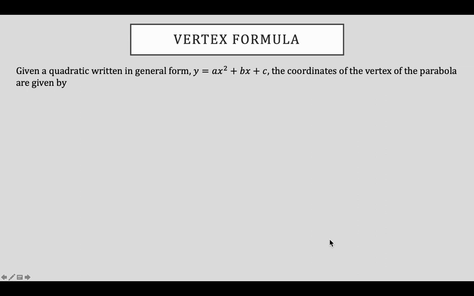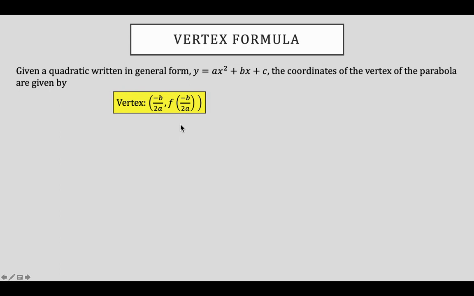When given a quadratic written in general form, that's y equals ax squared plus bx plus c, the coordinates of the vertex of the parabola are given by the following formula. The vertex can be found at (negative b divided by 2a, f of negative b divided by 2a). In other words, to find the x-coordinate of the vertex, we take the opposite of the b coefficient and divide it by twice the a coefficient. And then once we have that x-coordinate, we can plug it into the function to get the corresponding y.